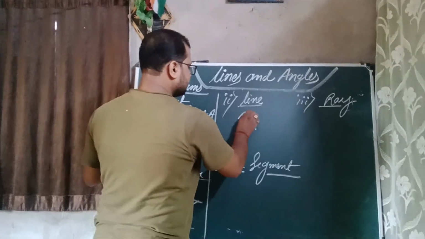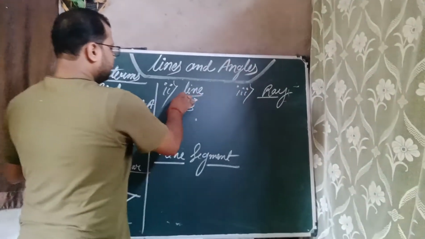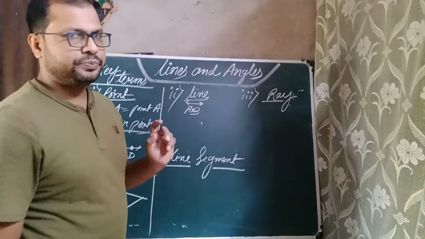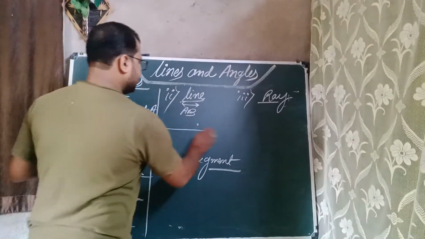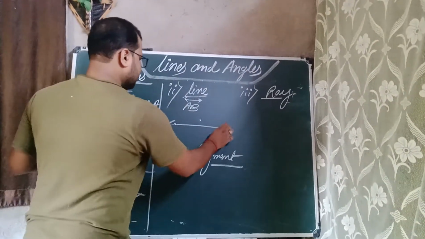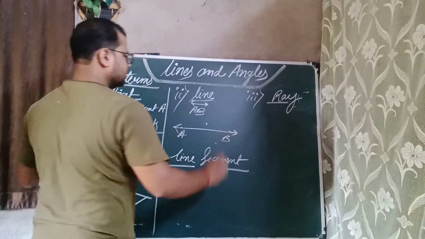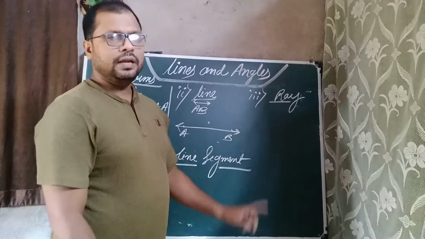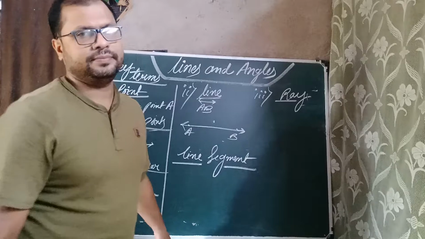Line, you must be knowing line. A line is represented like this. Suppose AB, we represent both sides with an arrow. It means if I write this, it is the line. Line and line segment are both different things.